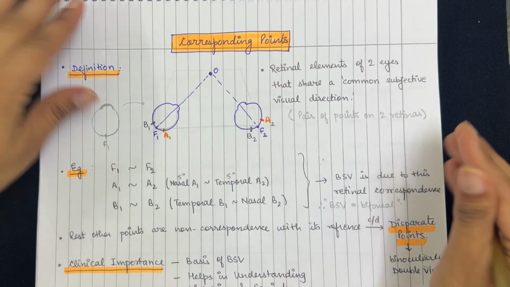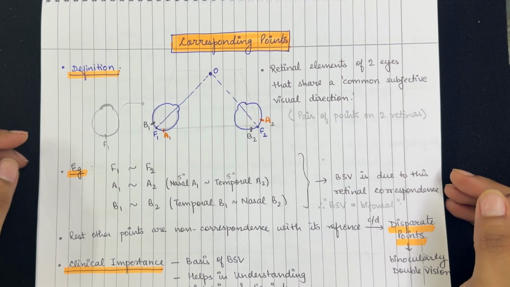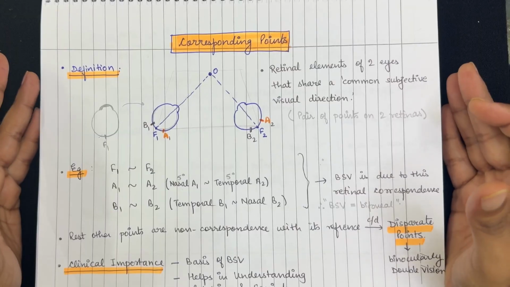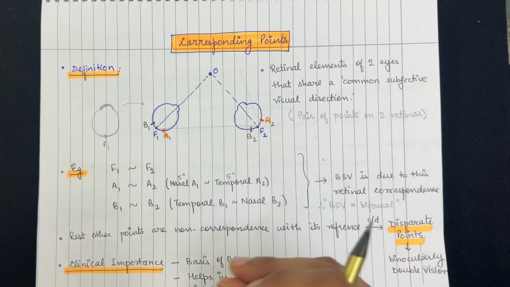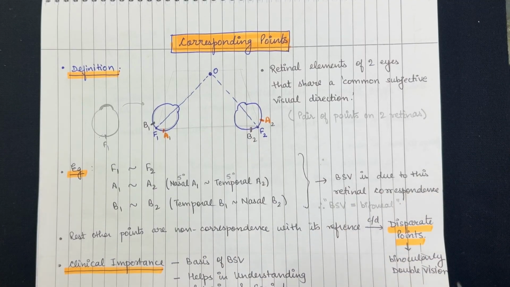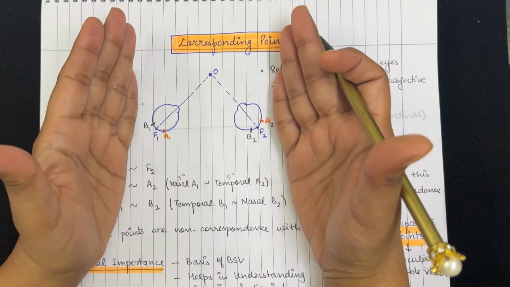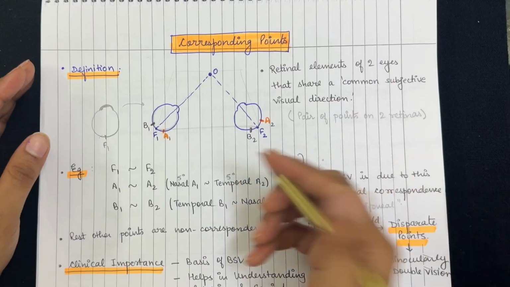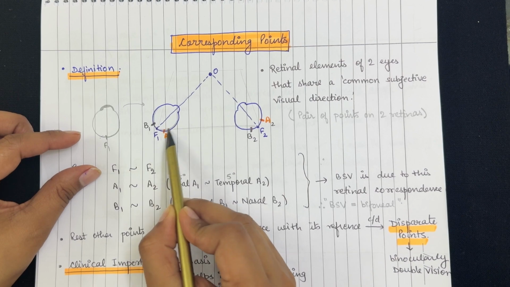Okay, next we come to the concept of corresponding points. Now this part is very important because this is one of the most accepted theories for binocular single vision, the theory of correspondence and disparity, but to understand that theory you should know the corresponding points. So for corresponding points we start with this diagram. You can draw this diagram in exams also, in case you have a question on binocular single vision, and to clear your concepts, right? Retinal elements like this retina.